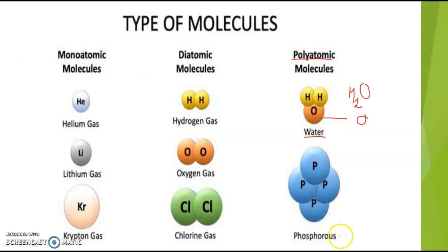One more example, phosphorus. You can see how many atoms are there: 1, 2, 3 and 4. So the molecule of phosphorus is written as P4, and the number is always written below the symbol. In the same way, oxygen is written as O2 and hydrogen as H2. So the number is always written in the subscript of the symbol.